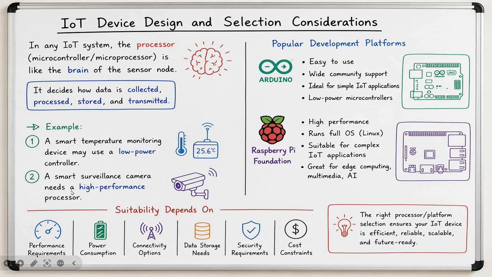One more example is a smart surveillance camera, where it needs a powerful processor in order to handle video processing and real-time analysis, and high performance is required for such tasks like motion detection and image processing.